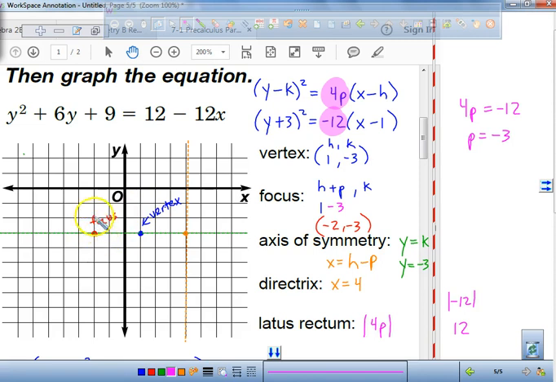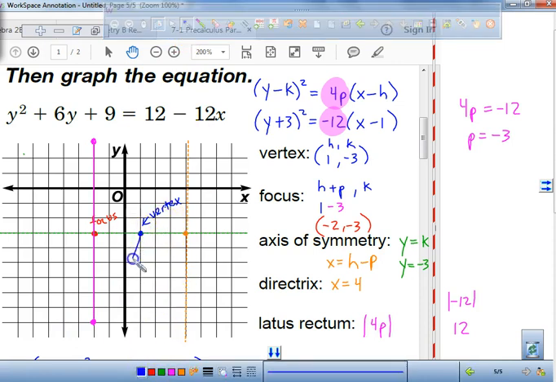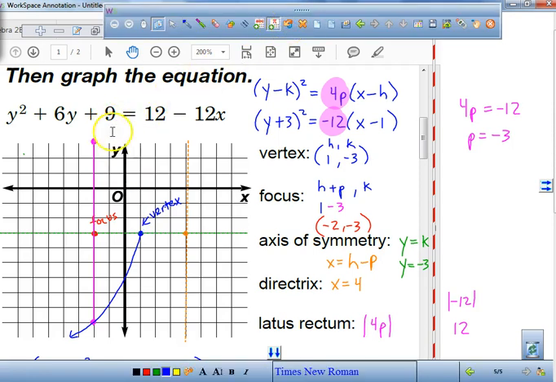From the focus, 1, 2, 3, 4, 5, 6, and down, 1, 2, 3, 4, 5, 6. That is a very long distance. It makes this parabola very wide. So there's your latus rectum, and from your vertex, everybody, you're going to draw your curve through that point. That's not a very good curve. Right here.